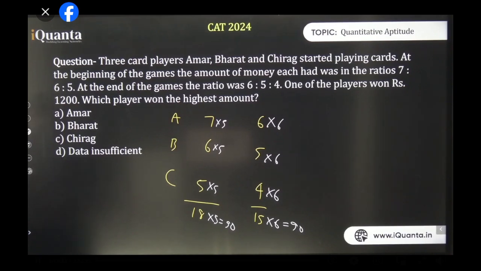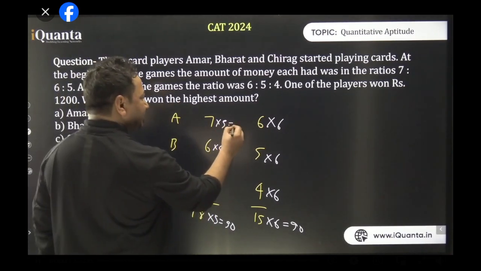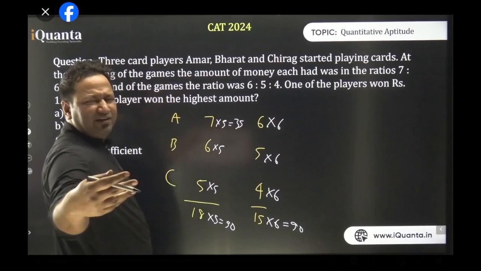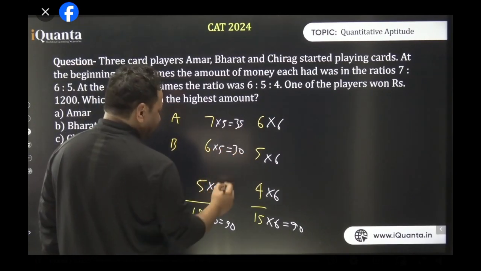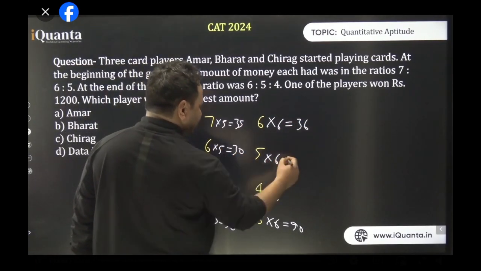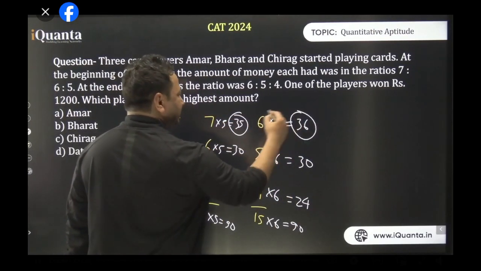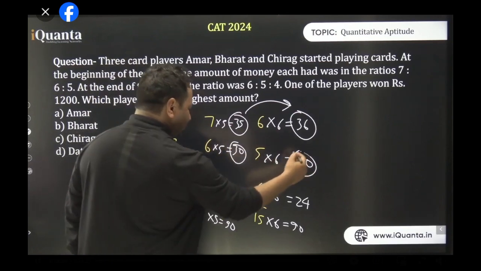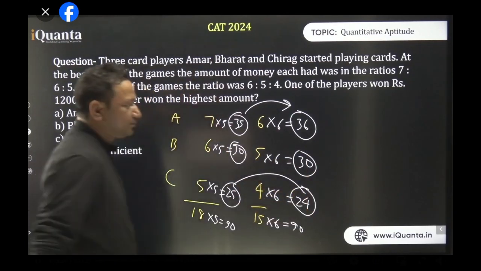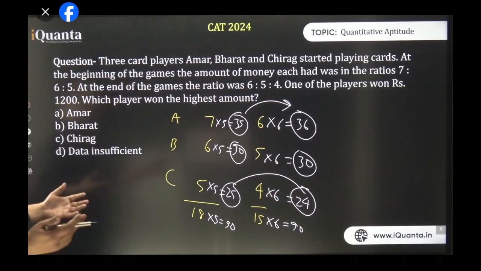Clear, all of you? So Amar had something which is a multiple of 35. I'll write 35, B 30 and C is 25. Now he has 36, this guy has 30, this guy has 24. So initially, Amar had 35. Now he has 36. He has won. Bharat has neither won nor lost. Chirag has lost. The question says who wins the highest amount.